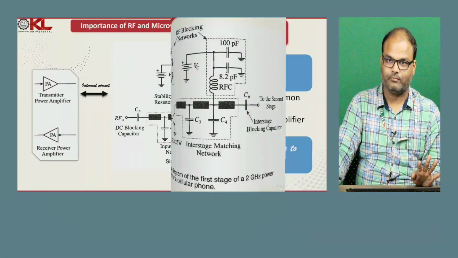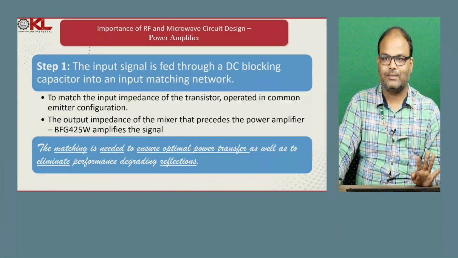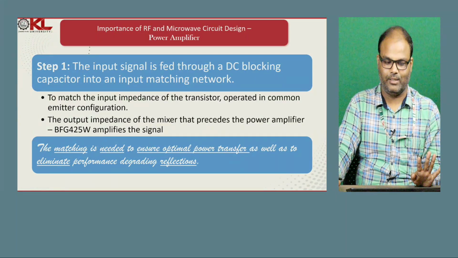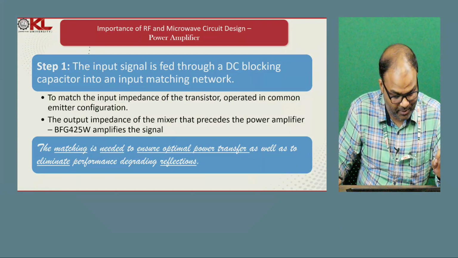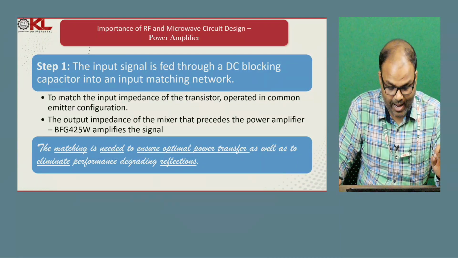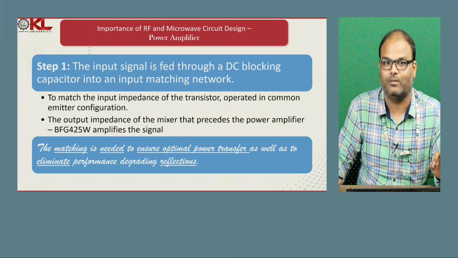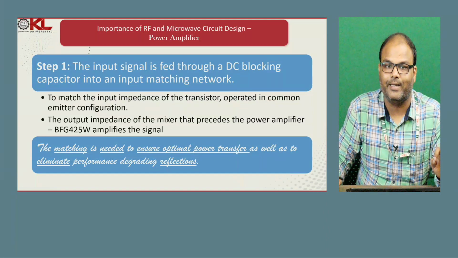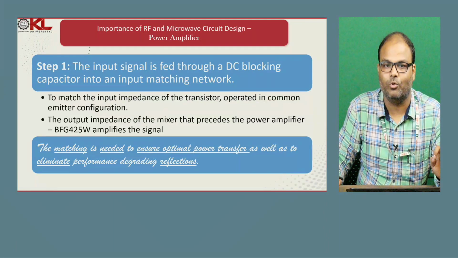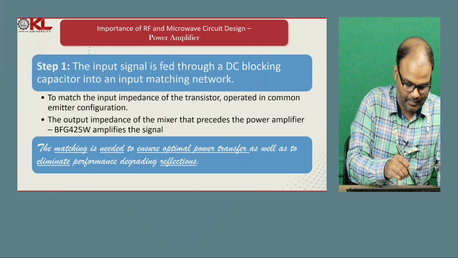Okay. So now what are the steps? The steps I already described, but again I am telling you, the first step is the input signal is fed through a DC blocking capacitor into an input matching network to match the input impedance of the transistor operated in a common emitter configuration.